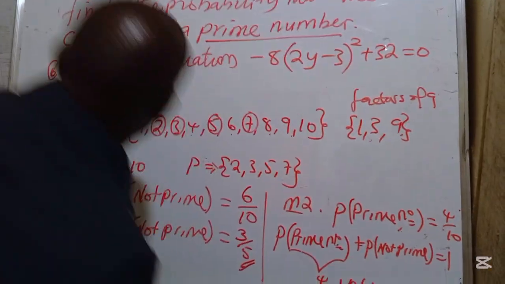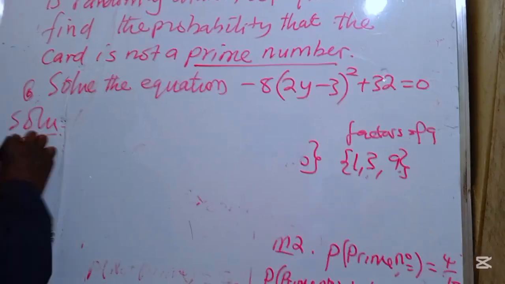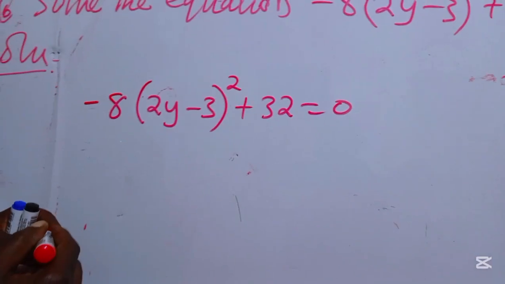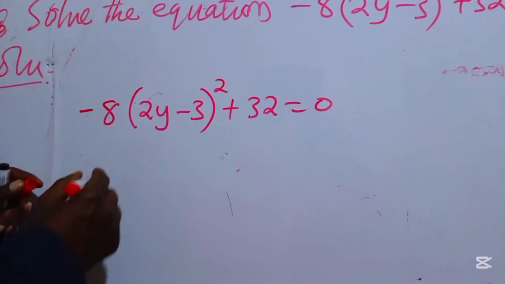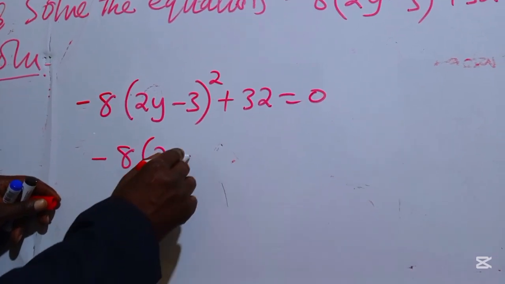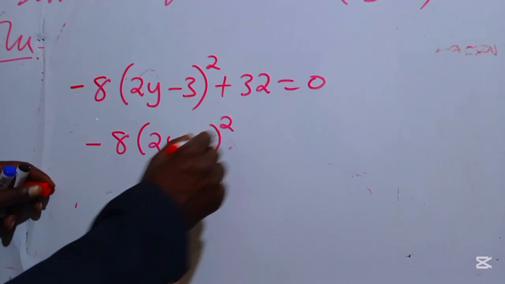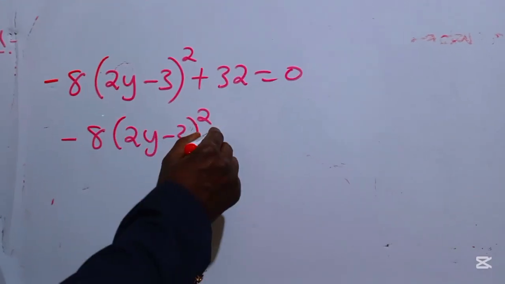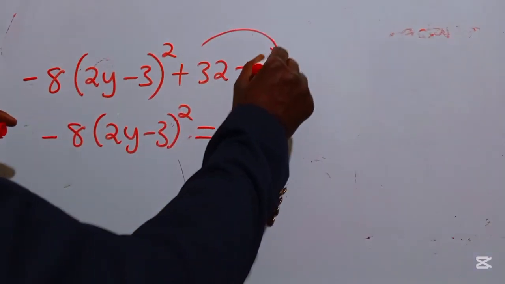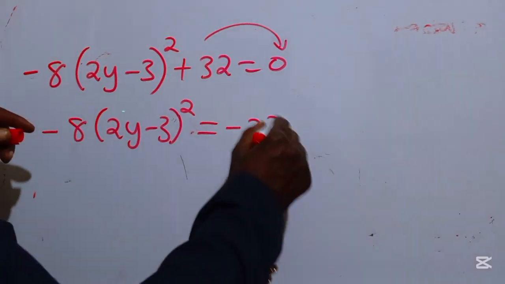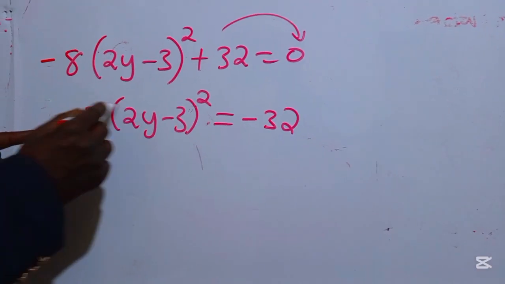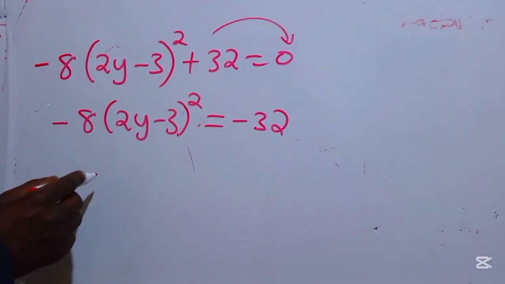We continue. We are going to look at B. Okay, ladies and gentlemen, they are asking us to solve this equation. Number one, it's not always that you should multiply and open up the brackets, avoid. This positive 32 goes there, becomes a negative 32. Here you cannot multiply negative 8 to open up because this one is squared.